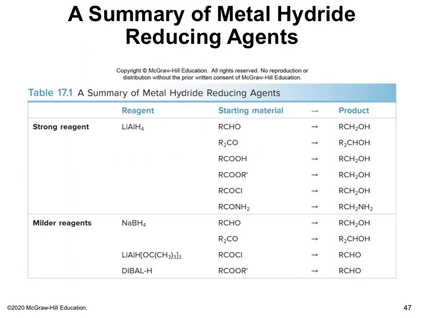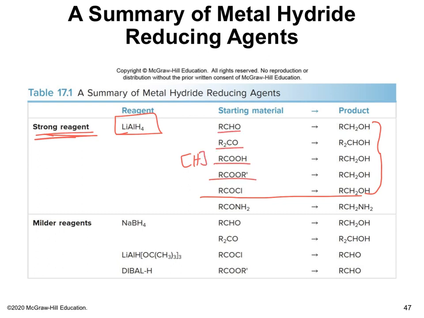But you do need to get familiar with these reagents and know that lithium aluminum hydride is a strong reagent, and you need to know that it will reduce, I'm sorry, it will reduce aldehydes, ketones, carboxylic acids, esters, acid chlorides, all to their primary alcohols. Amides get reduced to the amine. This is an amine, this is an amide.